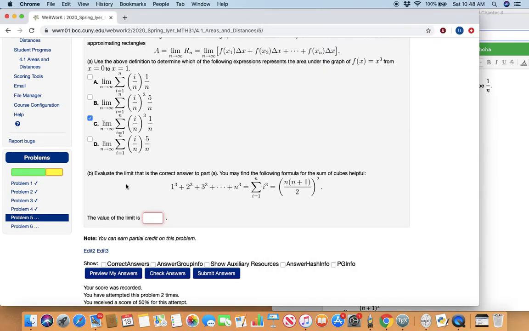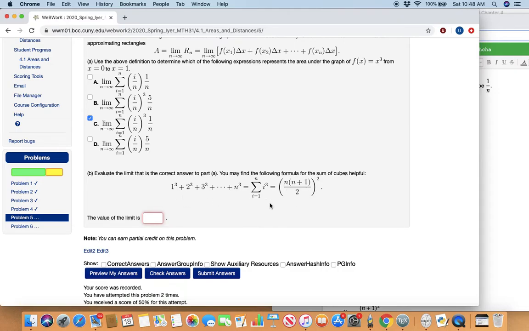Okay. We have to use the following formula: 1 cubed plus 2 cubed plus 3 cubed all the way to n cubed, which is the summation of i cubed, equals n times (n plus 1) over 2, the entire thing squared. This is a formula, by the way.